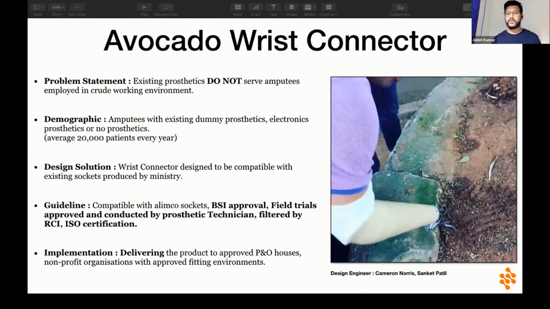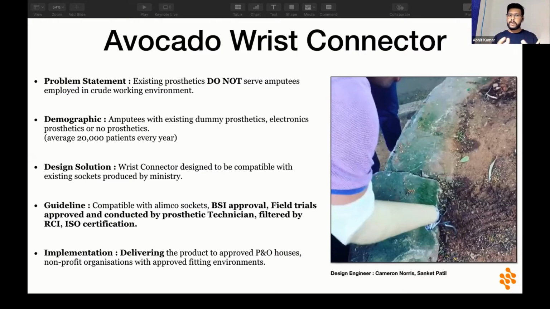What was the problem we were trying to solve with this Avocado Risk Connector? The problem was that even though prosthetics existed or were available in the market, either a dummy prosthetic or an electric prosthetic, even a Bluetooth enabled prosthetic, certain people from a rural area won't use it because it doesn't solve their workability problems. Many prosthetics don't have enough gripping capacity to hold even a hammer or a particular tool for a farmer to do plowing work or an industrial worker to do normal artisan hammering work. So that was a problem we had to solve.